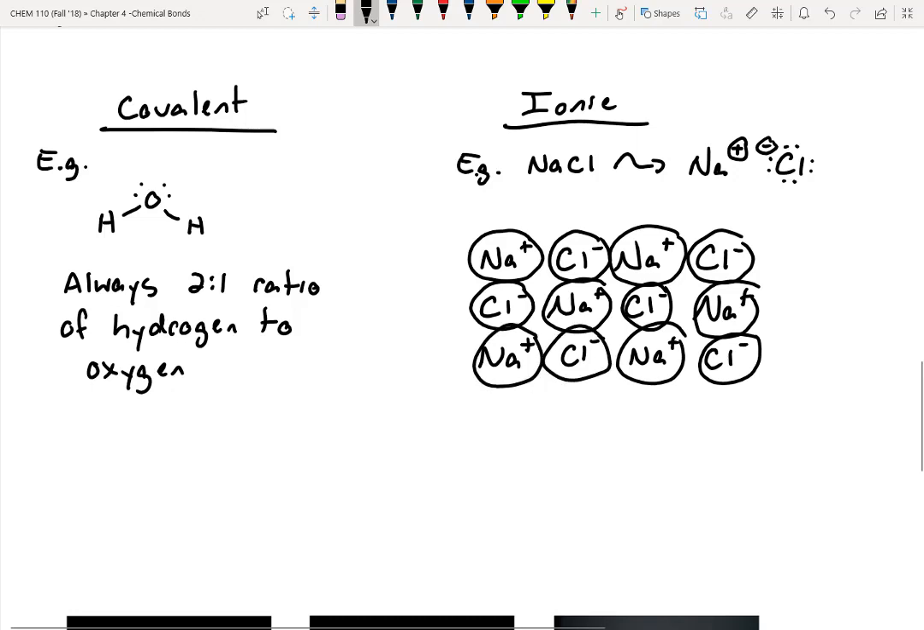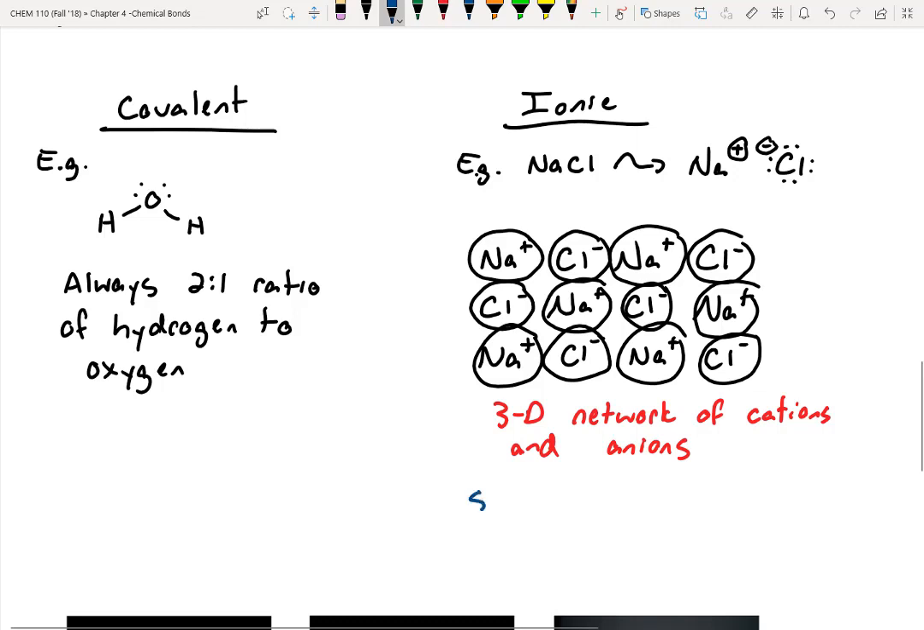So it is a little bit different. You don't have defined individual molecules floating around in space. Instead, what you have is basically this big brick wall of cations and anions. So it's a 3D network of cations and anions. The important thing to remember with this, though, is it's still a 1-to-1 ratio of sodium and chlorine, so we still represent it as NaCl. We don't write Na infinite and Cl infinite. We want to define the ratio whenever we write out the molecule.